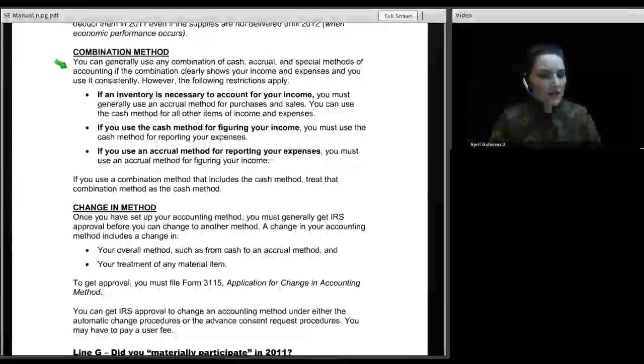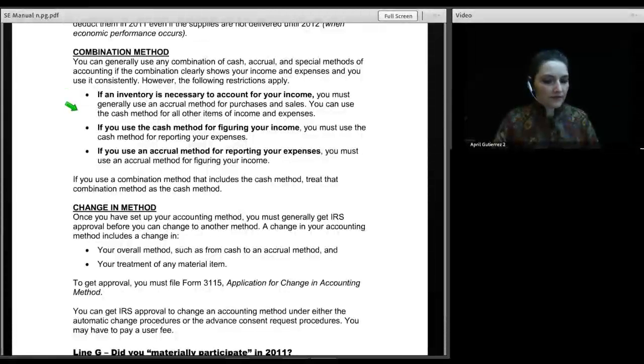Combination method. You generally can use any combination of cash, accrual, and special method of accounting if the combination clearly shows your income and expenses and you use it consistently. However, the following restrictions apply. Number one, if an inventory is necessary to account for your income, you must generally use an accrual method for your purchases and sales, but you can still use the cash method for everything else.